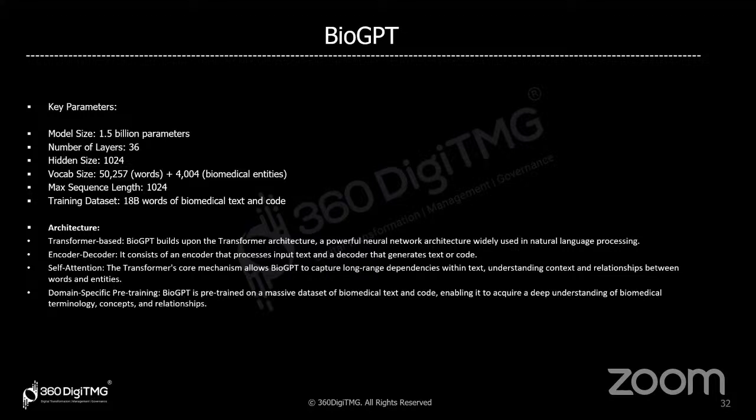Okay. So this is its architecture. It has transformer architecture. Encoder-decoder, same as the previous one. It has a self-attention mechanism for long-range dependencies within the text. Okay. Then there is domain-specific pre-training. That is, BioGPT is pre-trained on massive data sets of biomedical text and code only.